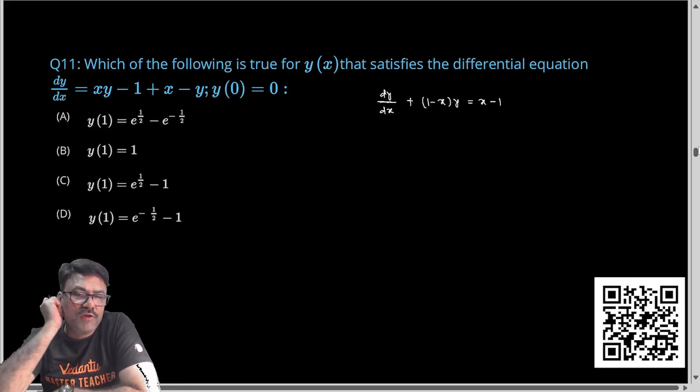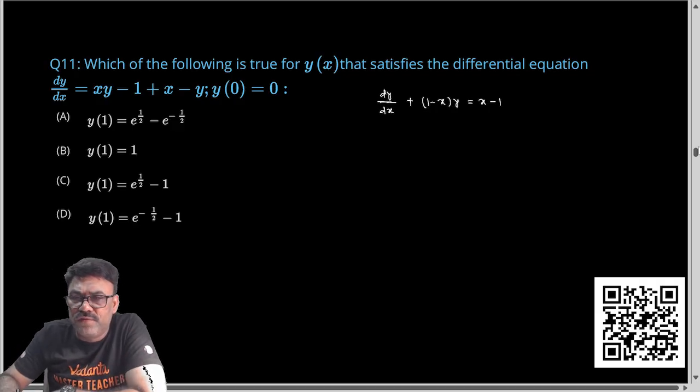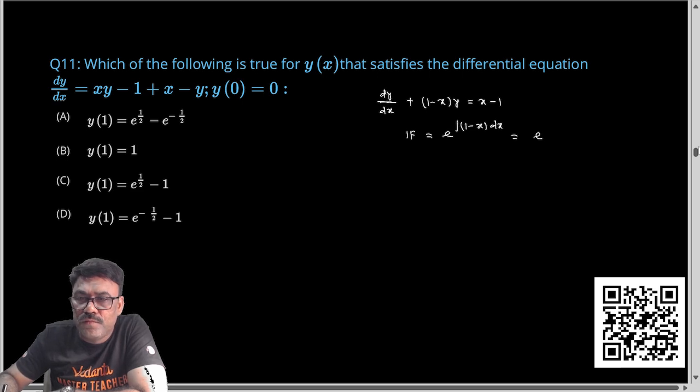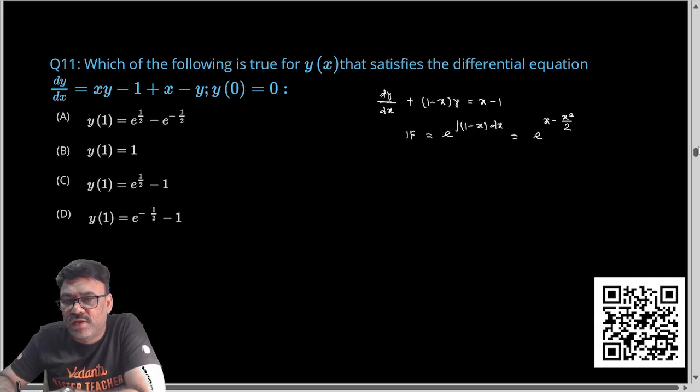dy by dx plus (1 minus x) y is equal to x minus... And you can see that it is a linear differential equation, dy by dx plus Py equals Q. So its integrating factor is what? e raised to the integral of (1 minus x) dx. If you integrate, you get e raised to x minus x square by 2. This is the integrating factor.